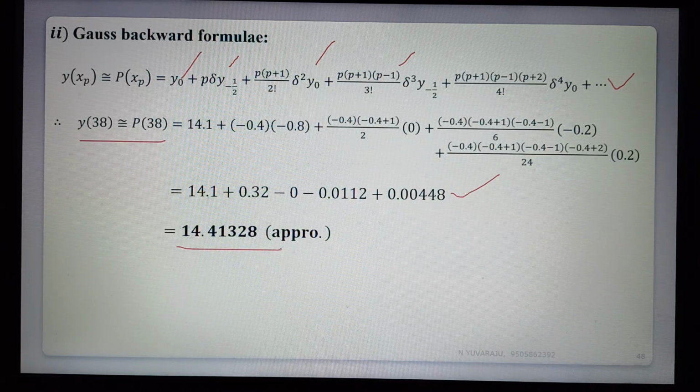Using either formula we get the same answer. So these are the Gauss forward and backward formulas.